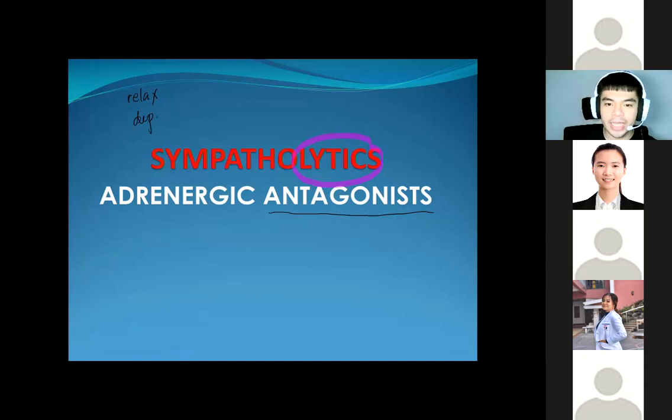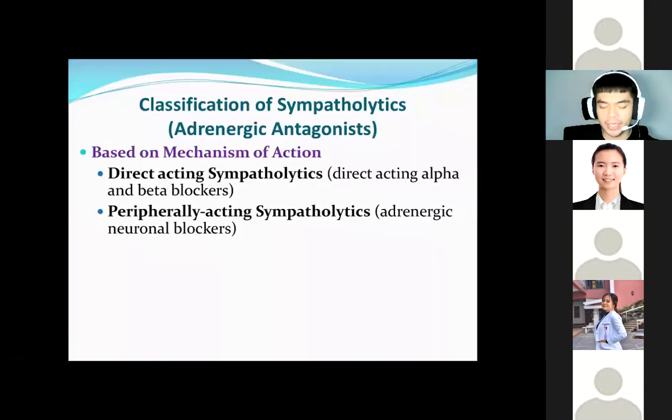So, para maintindihan natin ang sympatholytics, ganun pa rin ang gagawin natin. I-discuss natin ang classifications ng sympatholytics and also examples, clinical uses, and toxicities. First stop are the classifications of sympatholytic agents, and this is based on their mechanism of action.